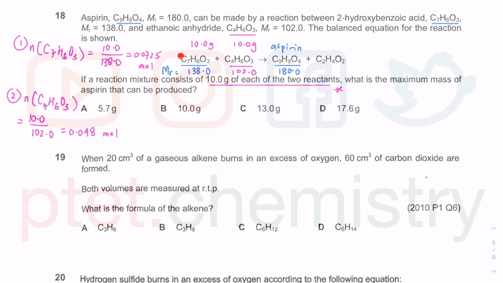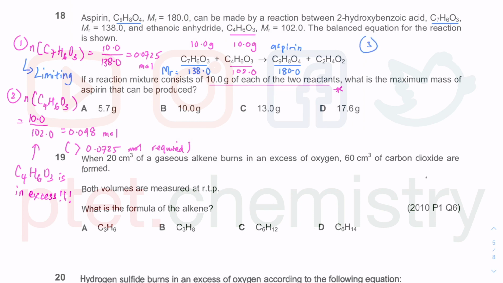So what we can see is 1 mole reacts with 1 mole, so 0.0725 mole will react with 0.0725 mole. This is more than 0.0725, so this is greater than the 0.0725 mole which is required. If you have more than whatever you require, so C4H6O3 is in excess. If this is in excess, then this is limiting. And we always use whatever is limiting to do our mole calculations. So what do I want? I want the aspirin. So this is the aspirin.